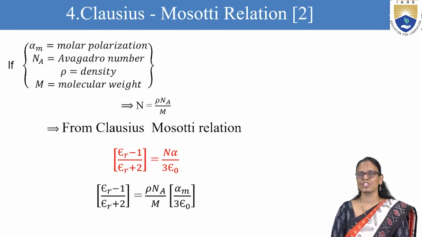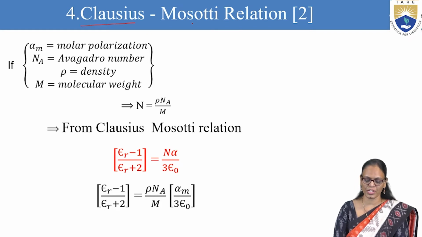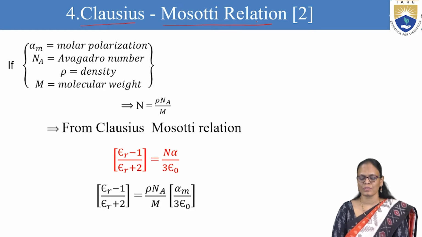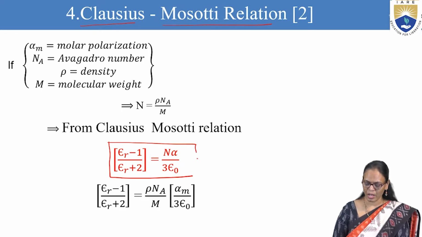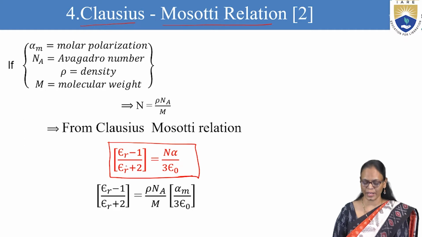Now coming to the Clausius-Mossotti relation. Clausius and Mossotti are two scientists who have given us a relationship between the macroscopic and the microscopic quantities in polarization for a dielectric material. The relation given by them is (epsilon R minus 1) by (epsilon R plus 2) is equal to N alpha by 3 epsilon naught.